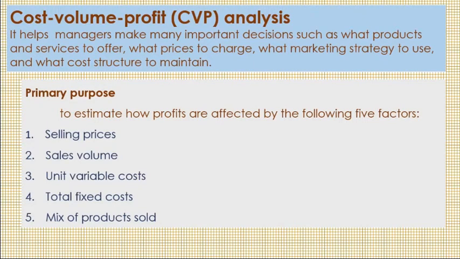Cost volume profit or CVP analysis helps managers make many important decisions, such as what products and services to offer, what price to charge, what marketing strategy to use, and what cost structure to maintain. It also helps managers understand the interrelationship among cost, volume, and profit by focusing their attention on the interactions among the prices of products, volume of activity, per unit variable cost, total fixed cost, and mix of products sold.